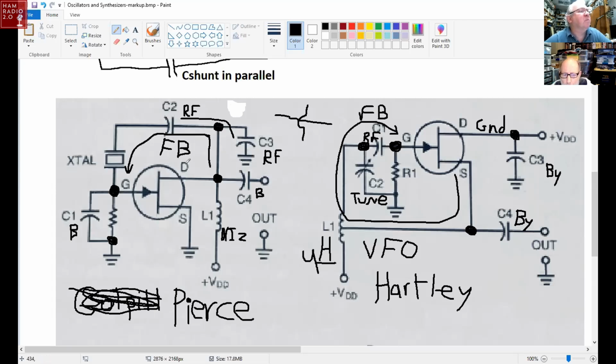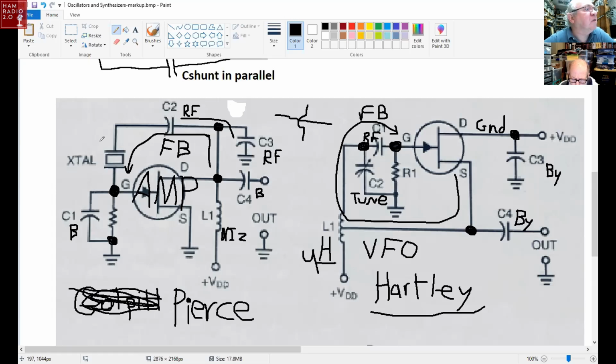So the feedback path is in parallel with the amplifier. The JFET is the amplifier. We'll label it amp. Feedback path in parallel makes a Pierce oscillator. The feedback path through a choke over here, which is measured in henries, is the Hartley oscillator. Okay, so everybody straight on that? I hope I got that straightened out for you.